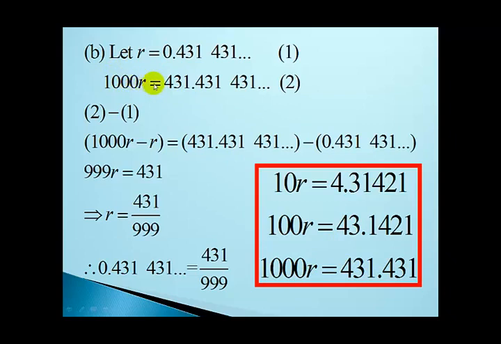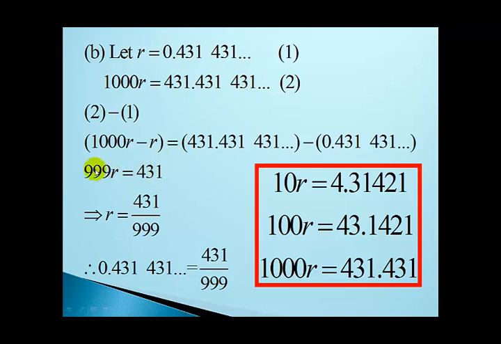And this is equal to 431.431431. And that's equation 2. So we now subtract equation 1 from equation 2. So we take R from 1000R. And that will give us 1000R minus R. This is equal to, we subtract 0.431431 from 431.431431. And the answer is 431.